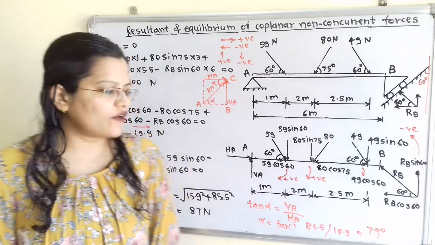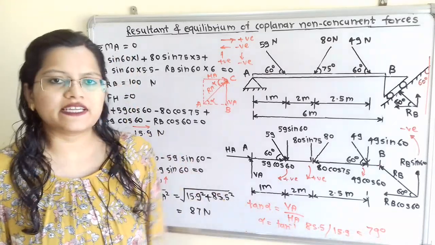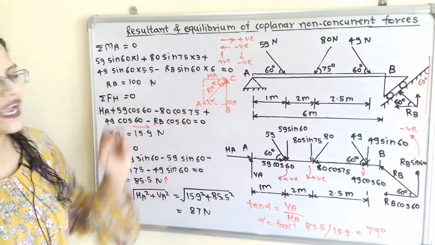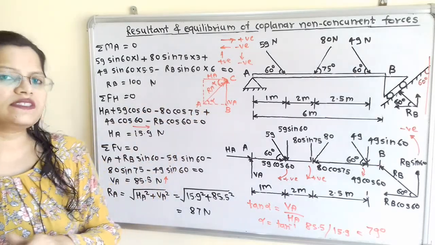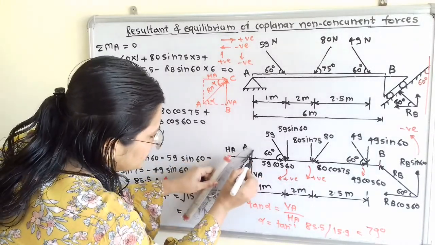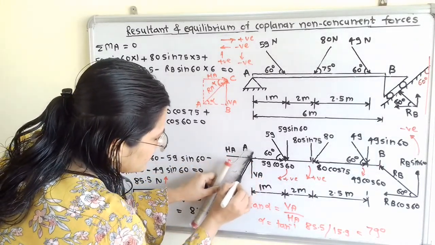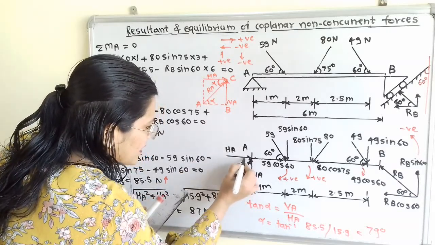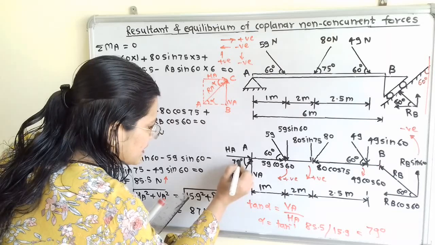We get the value of alpha as 79 degree. It is the angle between the horizontal component and RA. So how do we show this resultant RA? We take an angle of 79 degree here, and here is RA. So we show this RA and this angle is 79 degree.